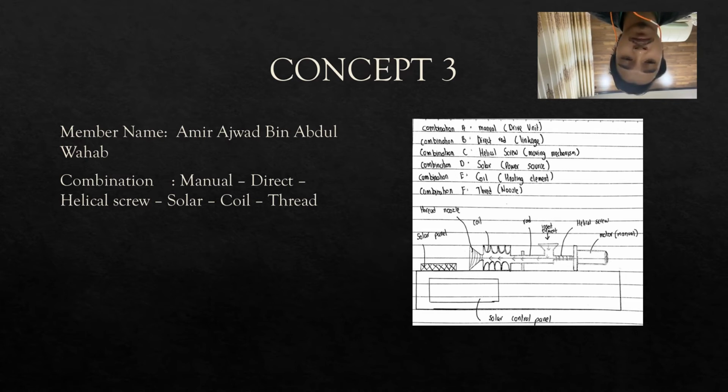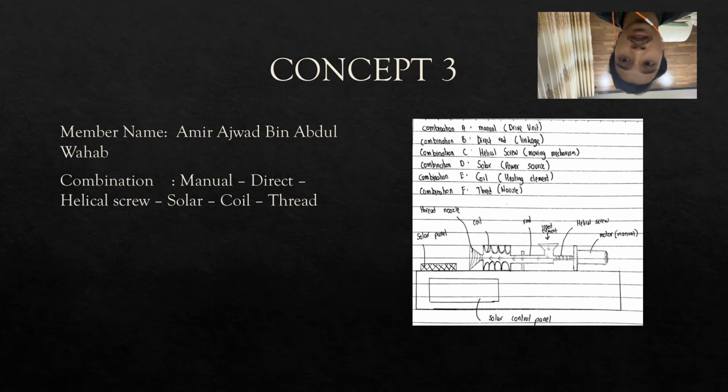I am going to present the third concept of this product. For my combination, I got manual for the drive unit, direct rod for the linkage, combination C is helical screw, combination D is solar, combination E is coil, and combination F is thread.